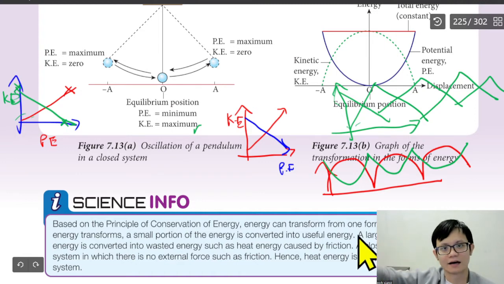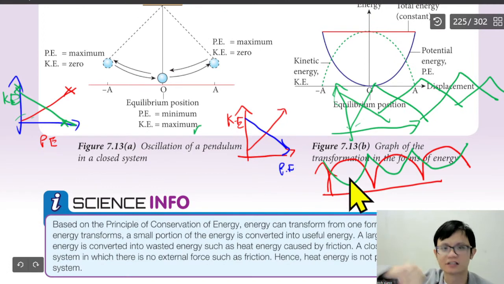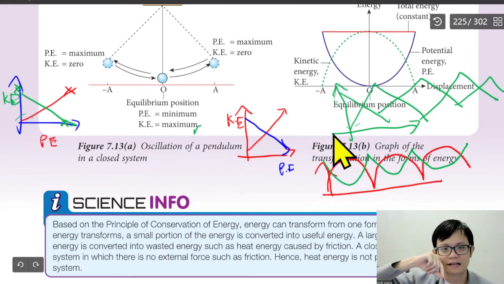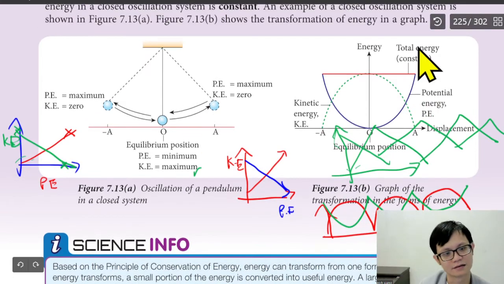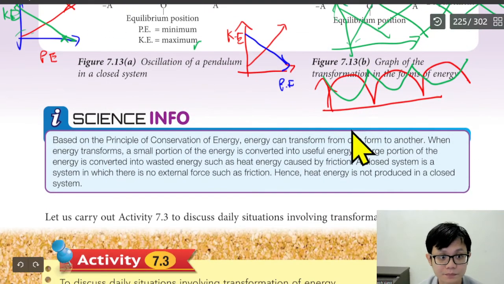Go up, down, up, down, so your energy will be potential energy up, potential energy down, potential energy up, potential energy down, kinetic energy up, kinetic energy down, kinetic energy up, so it will be, but this is just one loop. So I hope you can understand this. I hope I helped a little bit.